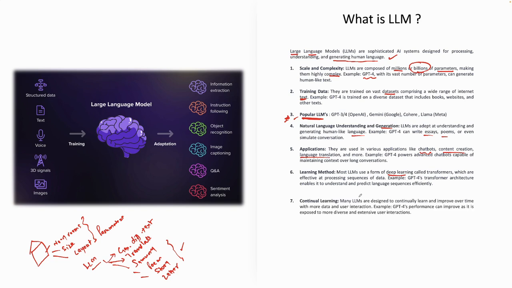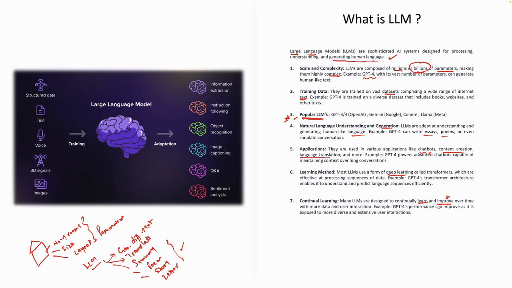So GPT-4 uses transformer architecture, which we already studied. And again, this is continuous learning. It's not that you've given the training data and here you go. No, it is constantly learning from the inputs, the output the person is getting, the prompts that you are giving. So LLMs are designed to continually learn and improve. Very important. That's the key here, right?